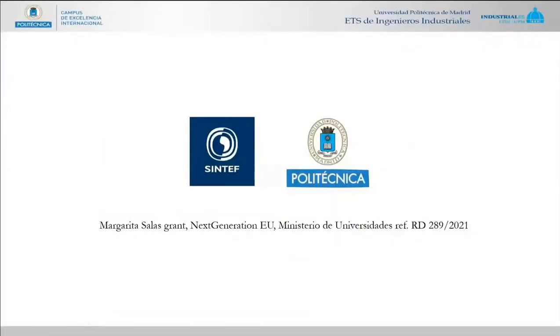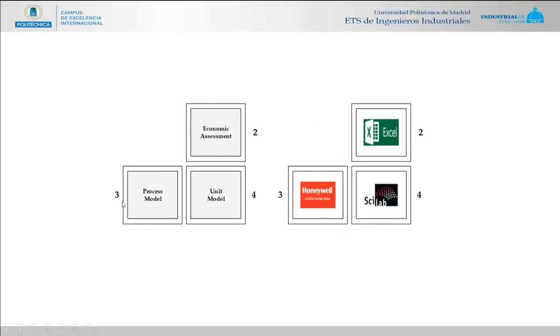And my research is carried out in the framework of a postdoc position of a Margarita Salas grant with European funding, and I'm working right now as a visiting researcher at SINTEF. The way we structure our work, which consists of techno-economic assessment of chemical and energy plants with a sustainable focus, is in the following way.